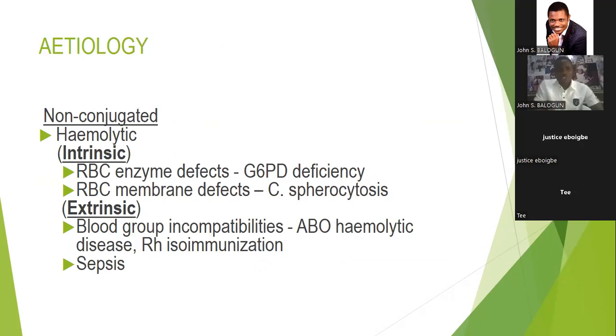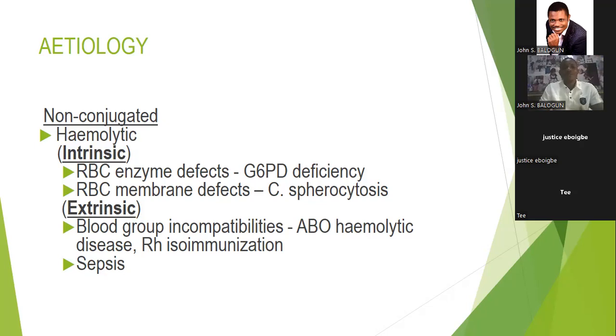Now, etiology. Let's talk about what are those things that cause jaundice. Remember there are two major types of hyperbilirubinemia. Hyperbilirubinemia means that the level of bilirubin in the blood is high. So it could be non-conjugated hyperbilirubinemia or conjugated hyperbilirubinemia.